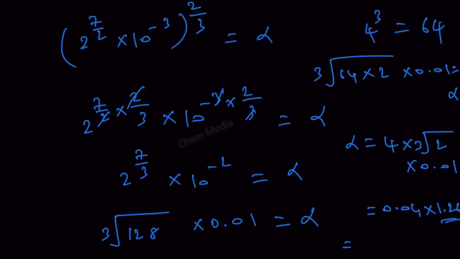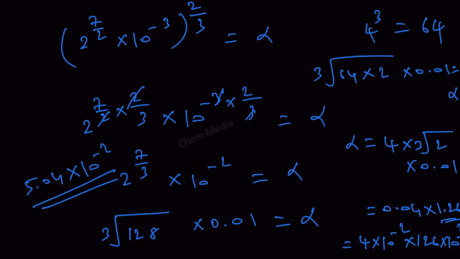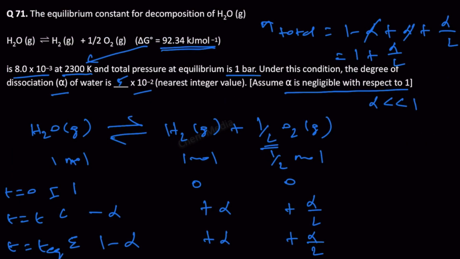So therefore, this is equal to 4 times 10 to the power minus 2 times 1.26. So if I multiply that, then I would get 5.04 times 10 to the power minus 2. Which means 5 is the correct answer. So 5 is the correct answer here.